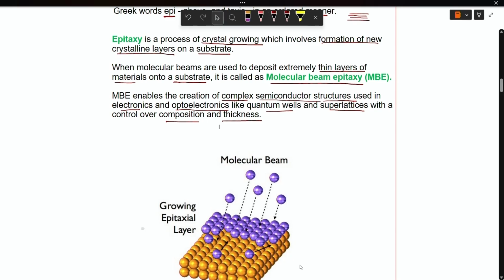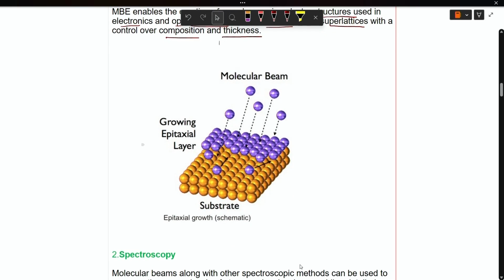Now, see, this is a picture of epitaxial layers growing on a substrate. We have a substrate over here, and over that, molecular beams are allowed to fall on the substrate, and you are creating the layers of molecules which form the crystal layer.